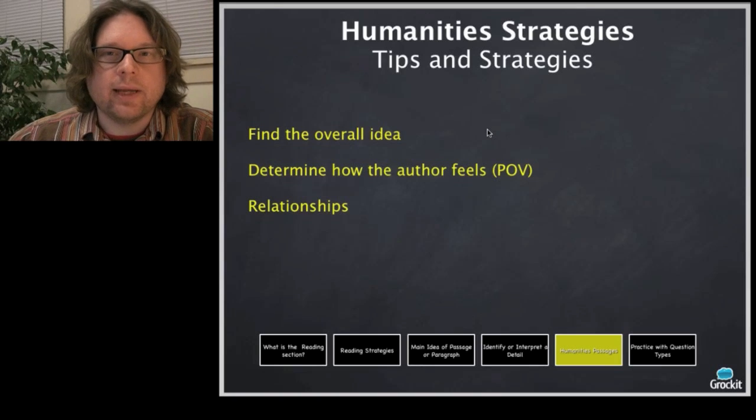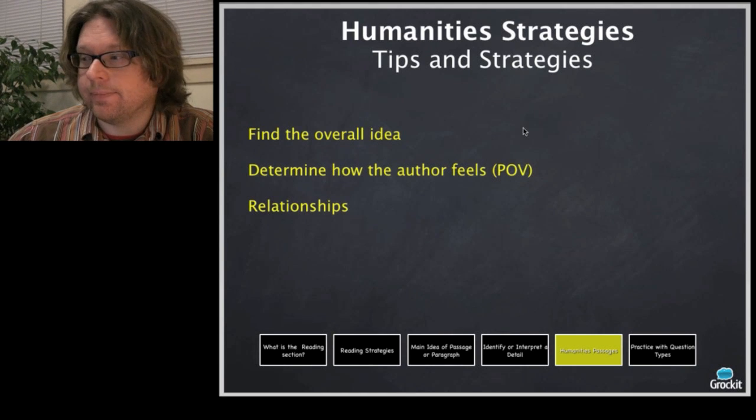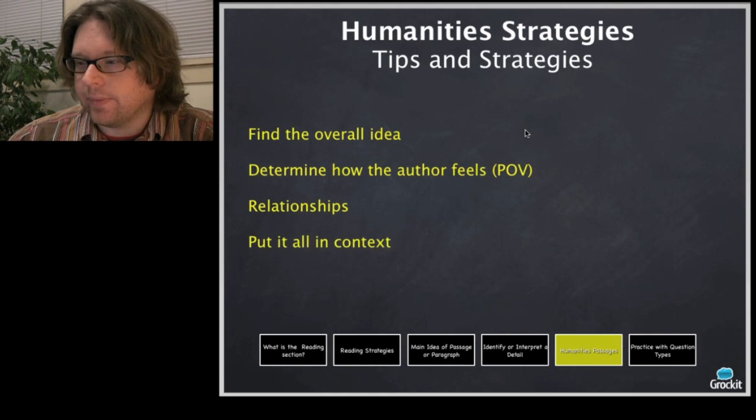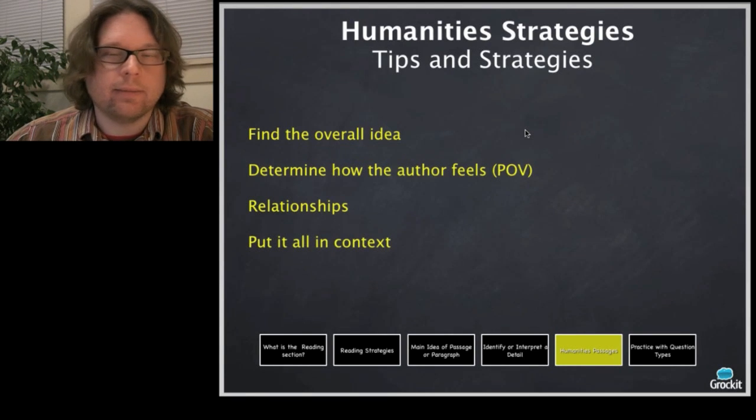So all of these things, relationships between the characters and entities, I guess I should say, in the passage are very often the source of questions. So those are the things to manage. And then put it all into context. That's what happens at the end when you try to summarize what the main idea was. You need to figure out what all those things were doing in the passage.